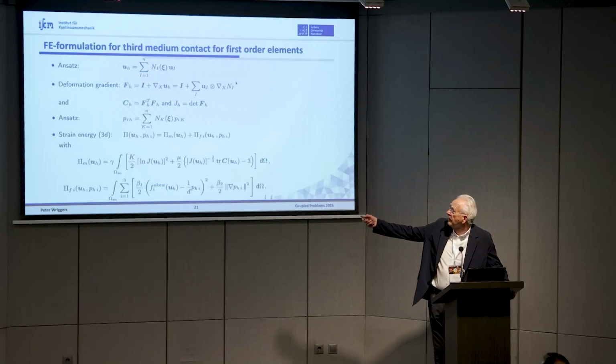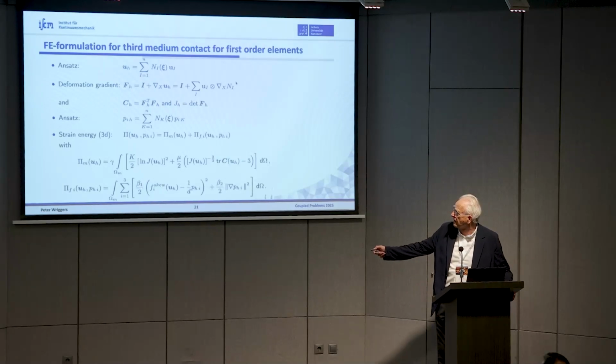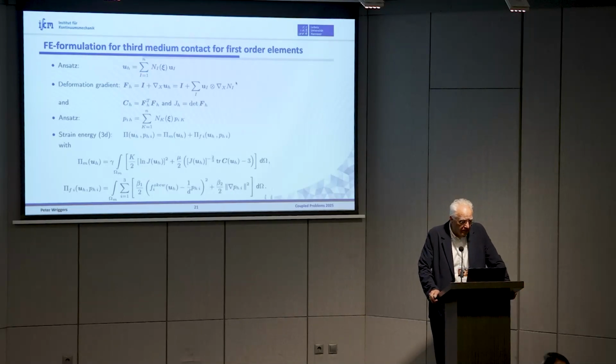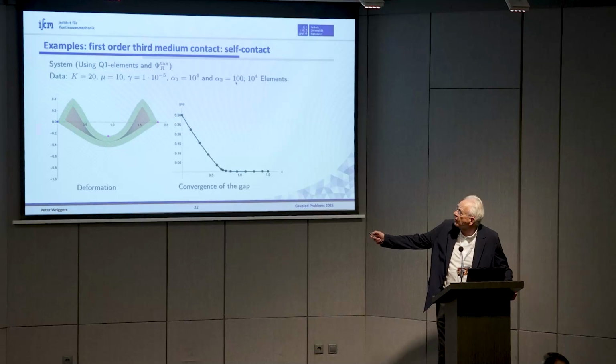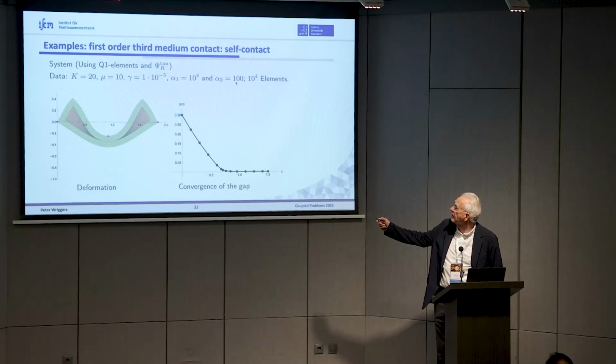So the finite element formulation is, I think, straightforward. You only plug in your classical ansatz functions, this one with the classical form. This is the regularization, and here you put in the ansatz functions, you do the differentiation, and there's nothing much to it. This is the result for Q1 elements. You can see gamma is equal to 10 to the minus 5. It's a small value. These are the alphas, alpha 1, and I took 10 to the 4 elements.